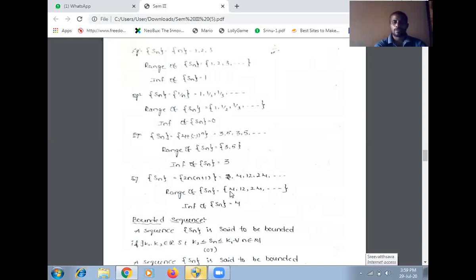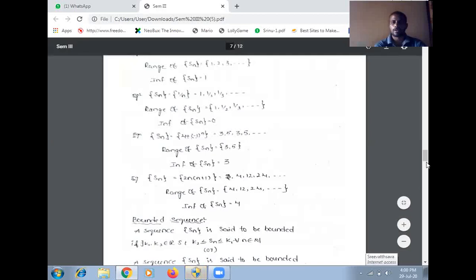ఈ అనుక్రమం యొక్క వ్యాప్తి ఏమవుతుందంటే ఇక్కడ మనకు 4, 12, 24. 4, 12, 24 అనేది ఒక increasing sequence, ఒక ఆరోహణ అనుక్రమం. ఆరోహణ అనుక్రమం కాబట్టి 4 అనేది ఈ అనుక్రమానికి దిగువ హద్దు అవుతుంది. So 4 is the lower bound of this sequence. At the same time, infimum of Sn equals 4. అదే సమయంలో 4 అనేది ఈ అనుక్రమానికి గరిష్ట దిగువ హద్దు అవుతుంది.